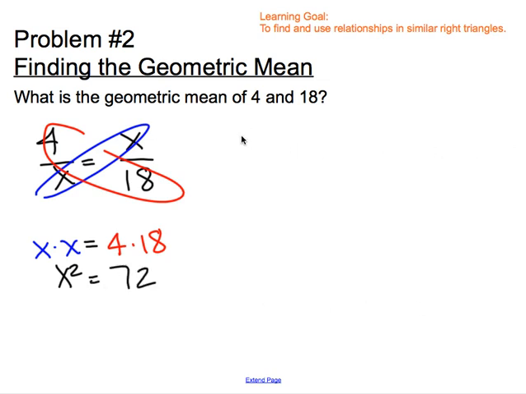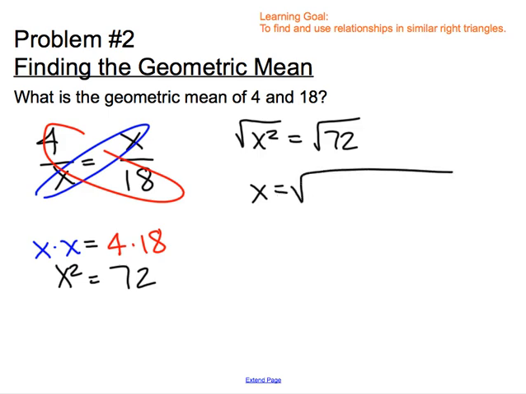So to solve, we take the square root of both sides. We have the square root of x squared equals the square root of 72. The square root of x squared is positive or negative x. But if we remember back to our definition of the geometric mean, we're told that the geometric mean is the positive number x. So let's simplify the square root.